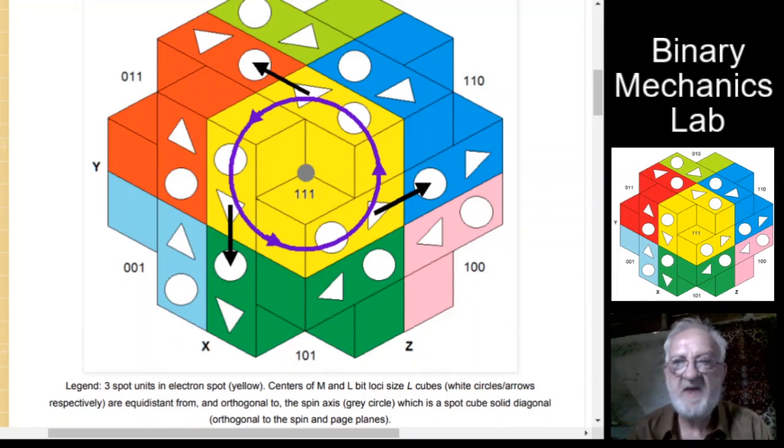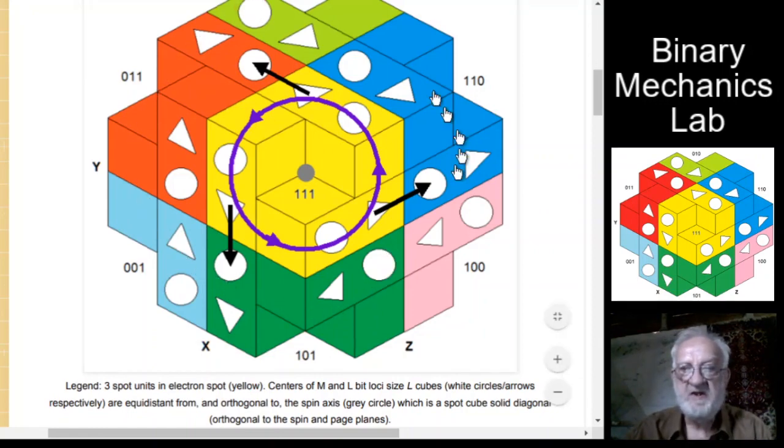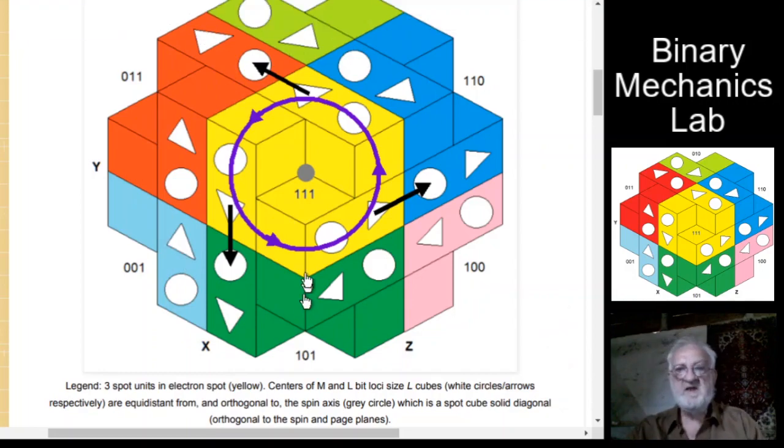Figure 1 shows the binary mechanics model of space, which is thought to be a cubic lattice of spot cubes. This whole thing here is the spot cube. The electron spot is shown in yellow, and in the electron spot there are 6 possible locations for a quanta. Quanta tend to rotate in a circle, shown by the purple arrows and circle. The black arrows show translation from this circle.